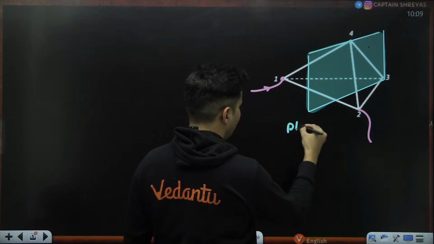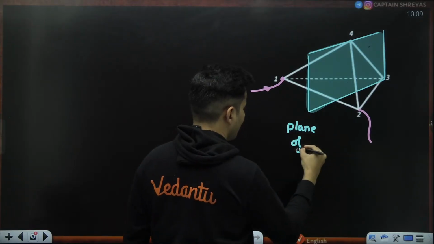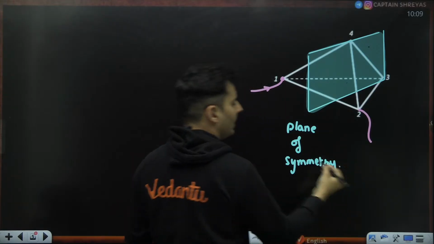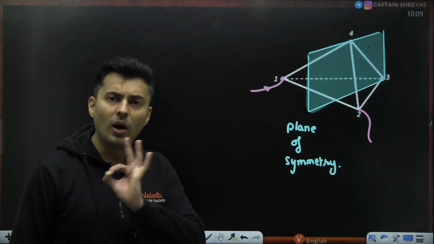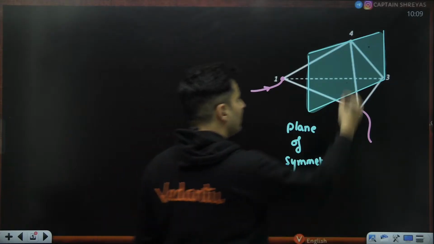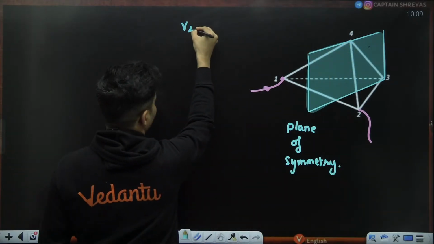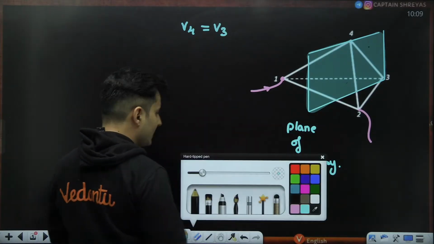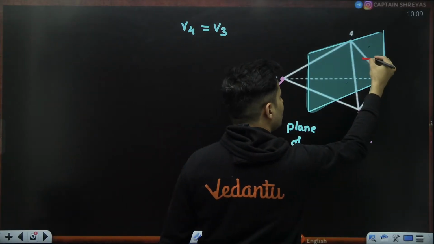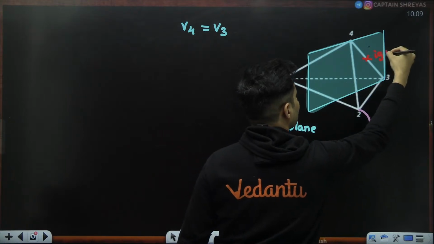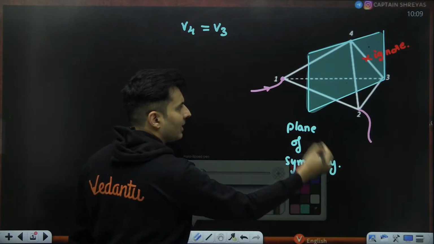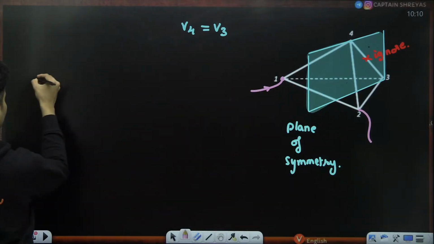This is that plane of symmetry, and on that plane of symmetry all the points are equipotential. That means the potential of point 4 will be the potential of point 3. So whatever resistance is there between them, just ignore that particular resistance. So our equivalent circuit will be something like this.